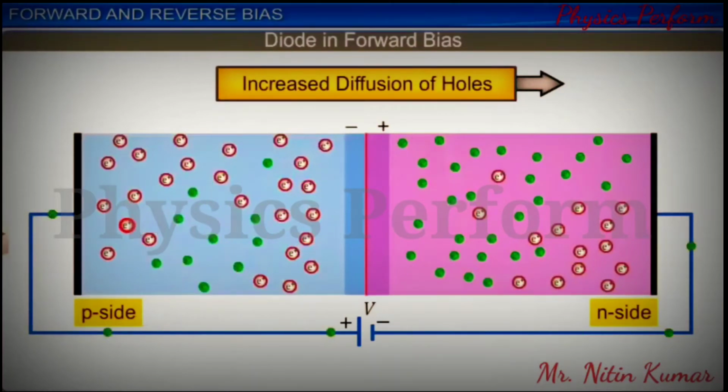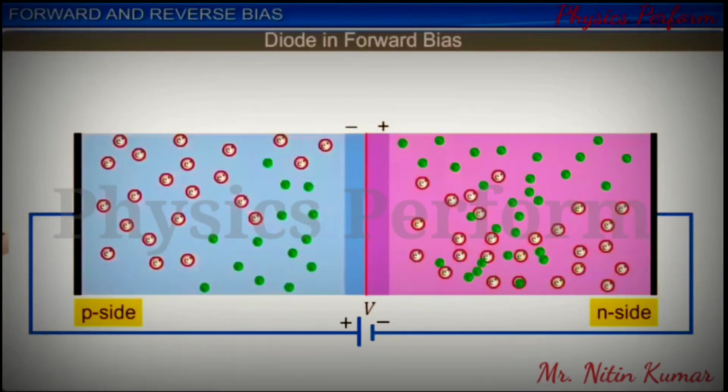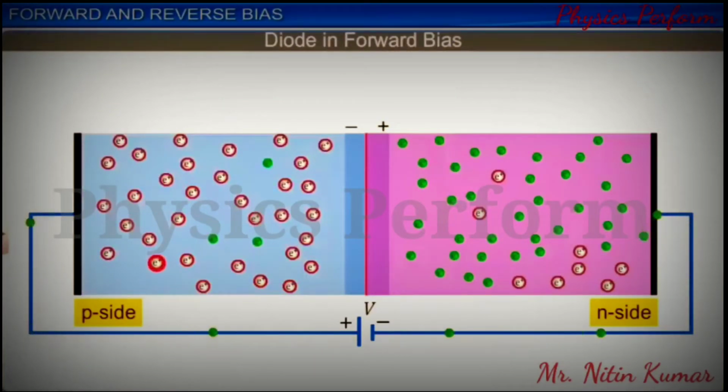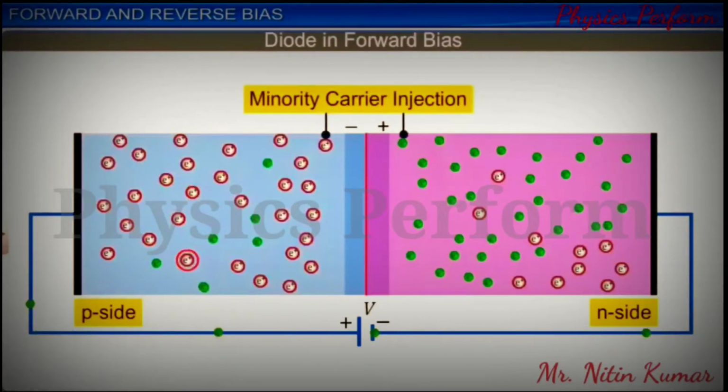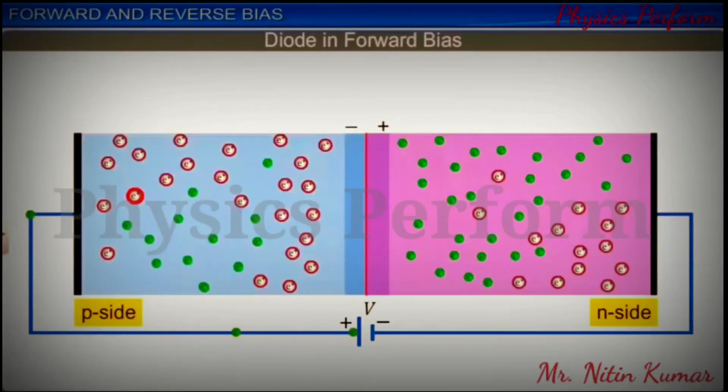Since holes and electrons are the minority charge carriers in the n region and p region respectively, this increased diffusion of charge carriers in a forward biased diode is also called minority carrier injection. As a result of the minority carrier injection in a forward biased diode, the diffusion current increases much above its equilibrium value.